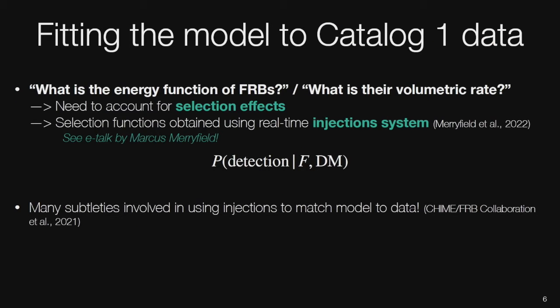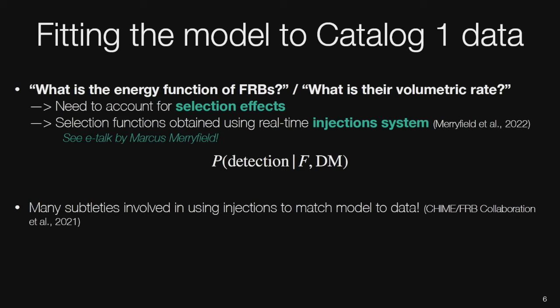So we want to take this R of FDM distribution and fit that model to the data, and we want to answer all these interesting questions about FRBs, like what are their energy functions or their volumetric rate. But when we try to answer these questions, we have to be really careful to account for the observational biases, if we really want to learn about the underlying intrinsic FRB population.